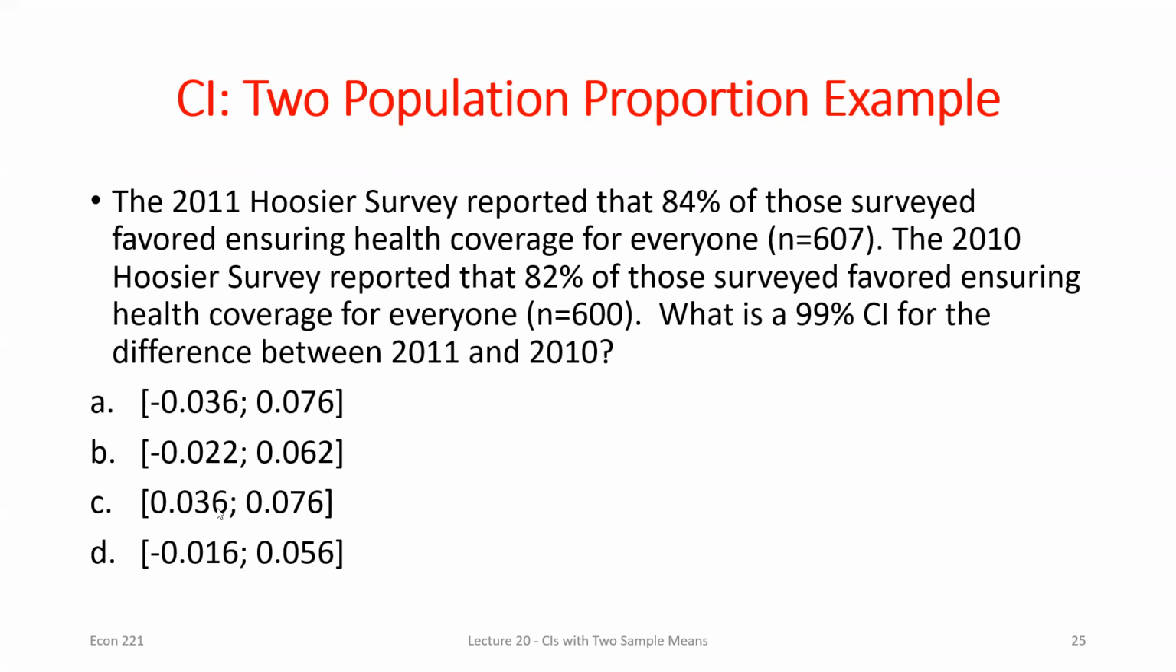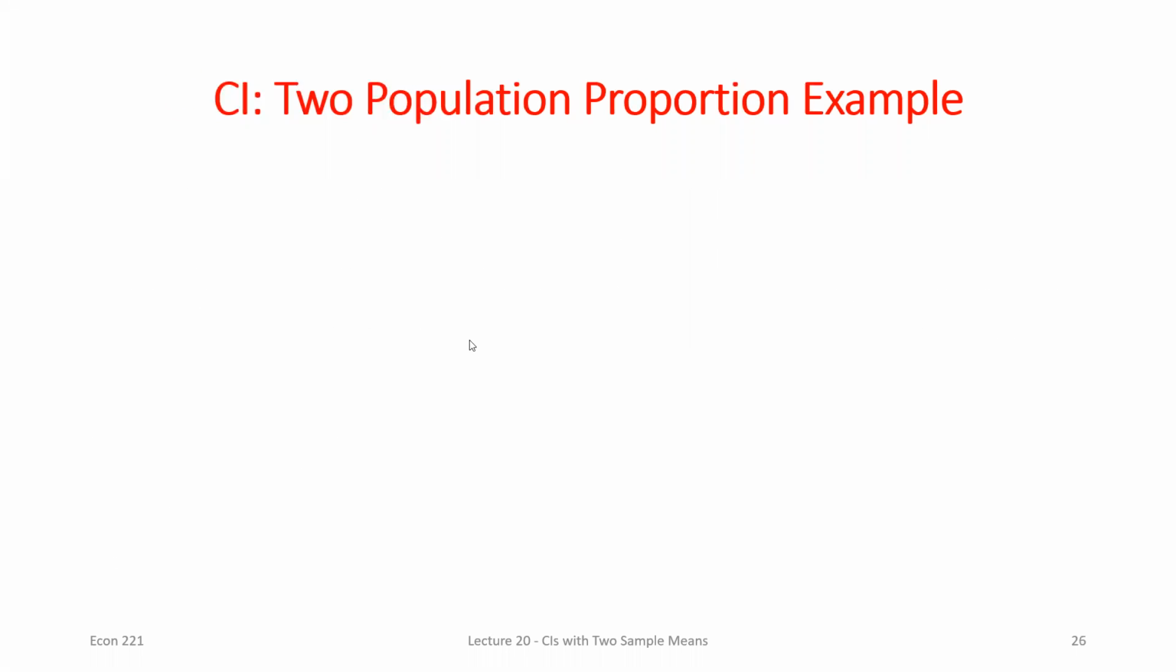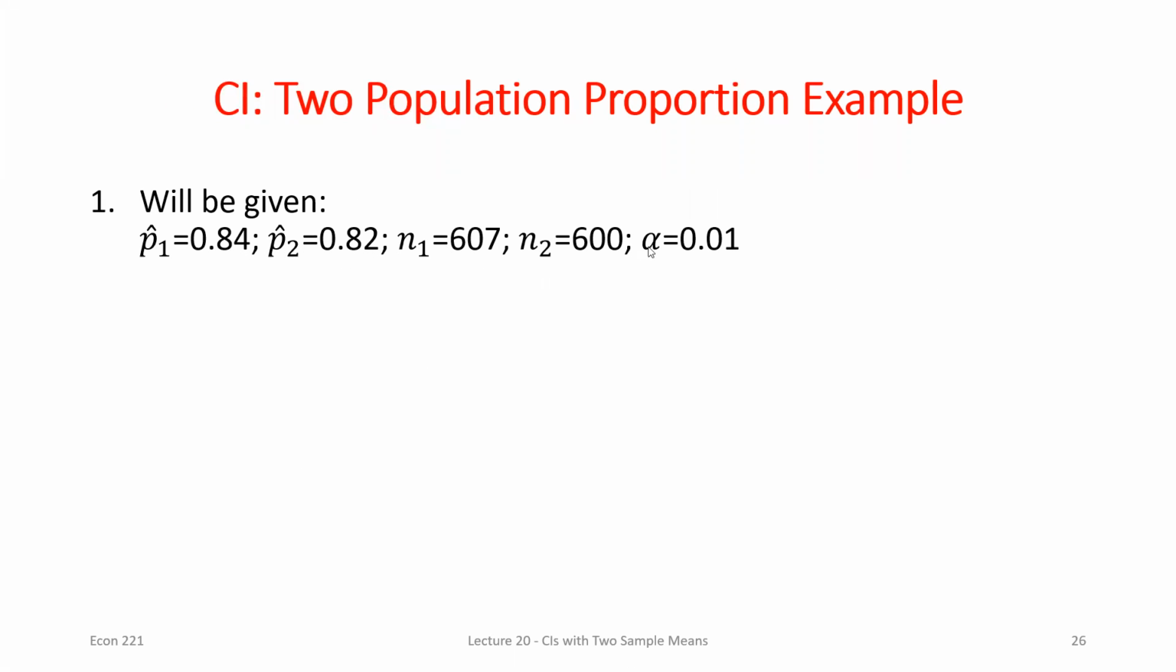Well, that's not even in the range of values for C. So C doesn't make any sense here because the difference we found in the sample proportions isn't even in that interval, right? And we know that our confidence interval has to be centered around it, right? So we'll identify the pieces of information that we need from the problem, 2 sample proportions, 2 sample sizes.